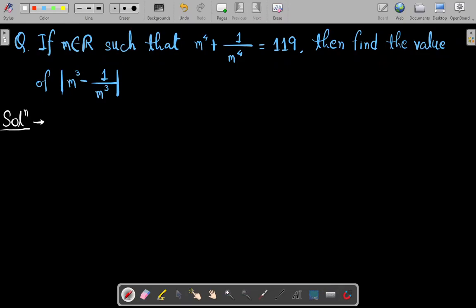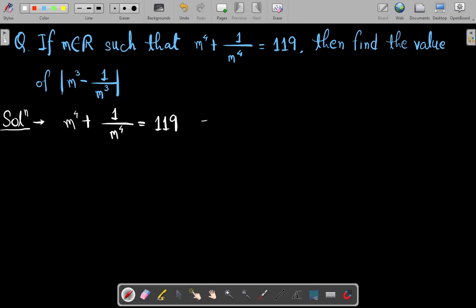Hello everyone. In this question, it is given that if m is a real number such that m to the power 4 plus 1 upon m to the power 4 is equal to 119, then we have to find the value of the absolute value of m cube minus 1 upon m cube. So first of all, we are given that m to the power 4 plus 1 upon m to the power 4 is equal to 119.